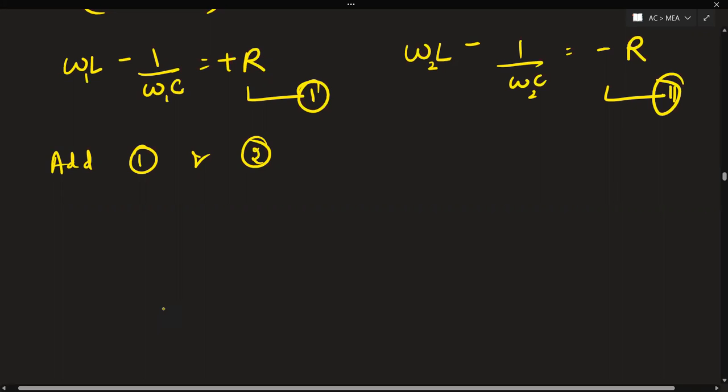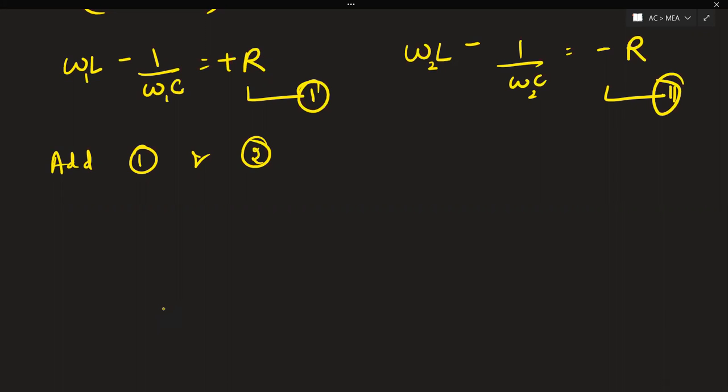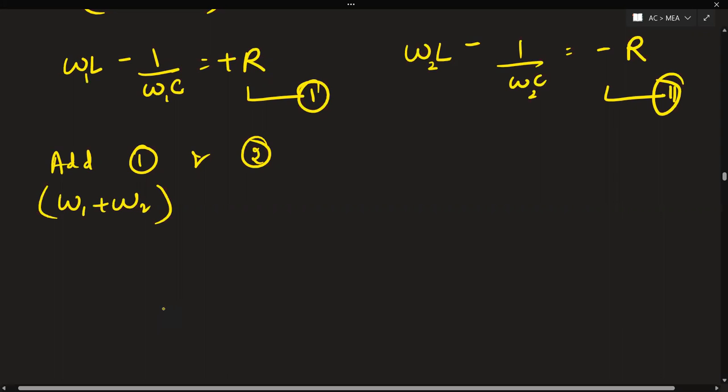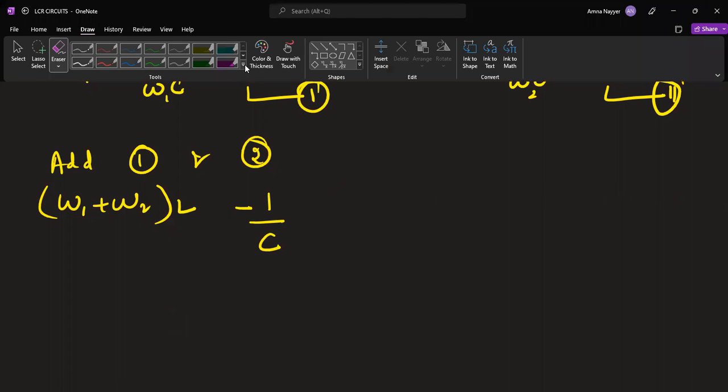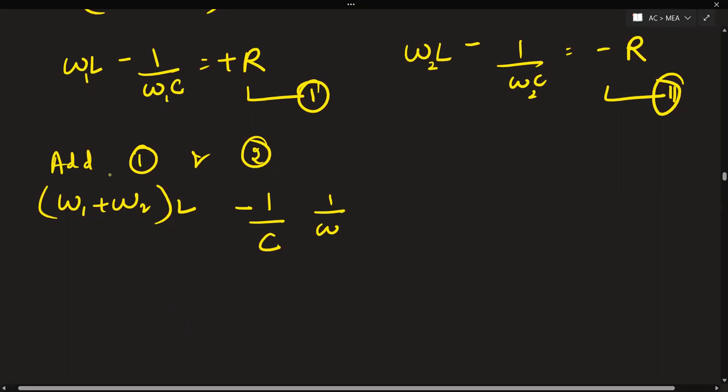Now, if you add it from here, omega 1L plus omega 2L. L can be taken common. So omega 1 plus omega 2 into L. Fine, class. Omega 1L plus omega 2L, L common in the brackets, omega 1 plus omega 2. Minus 1 by C, 1 by omega 1C plus 1 by omega 2C. From here, minus 1 by C if you take common, what is left? Omega 1 by omega 1, 1 by omega 1 plus 1 by omega 2 will be left.